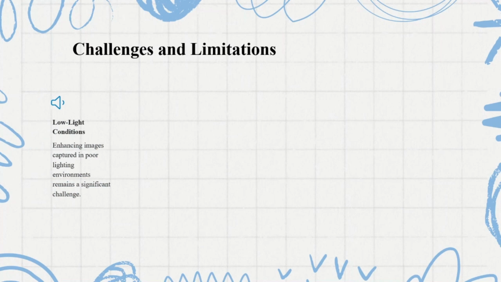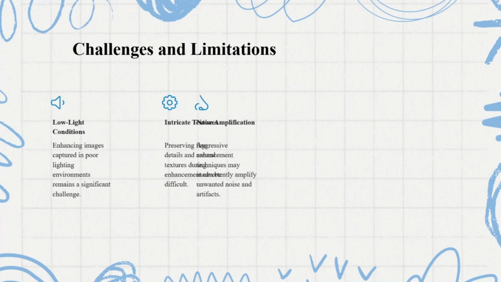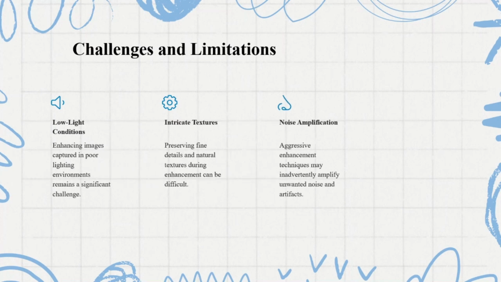Enhancing images taken in poor lighting is tough because details are often lost in the shadows. Next is intricate textures. It's hard to keep fine details and natural textures intact during enhancement without losing their quality. The noise amplification. Aggressive enhancement methods can unintentionally increase the visibility of unwanted noise and imperfection.